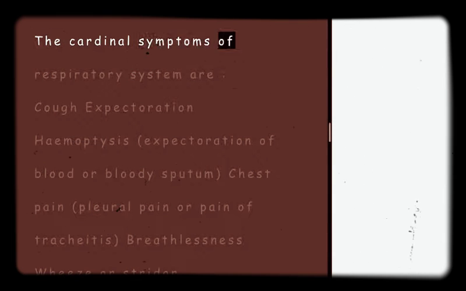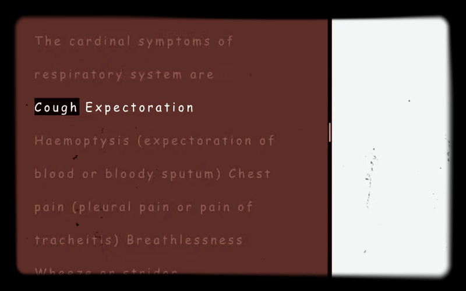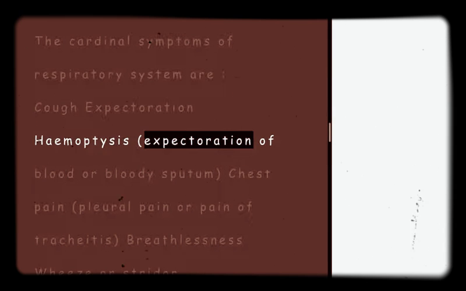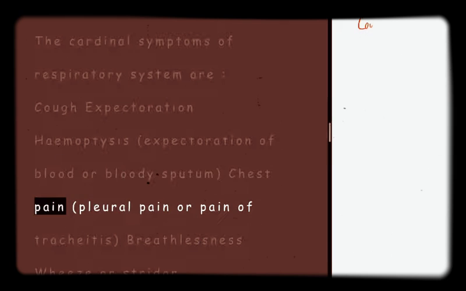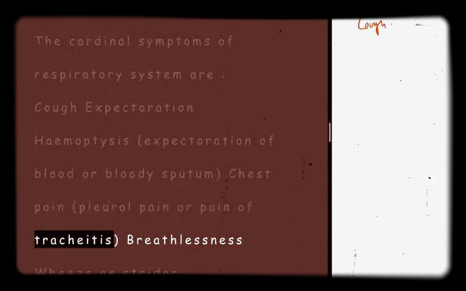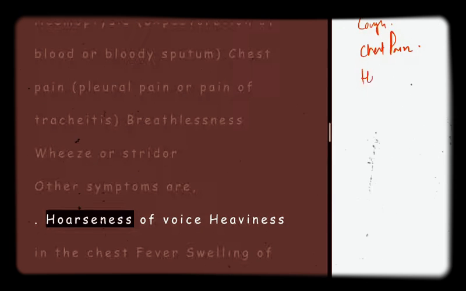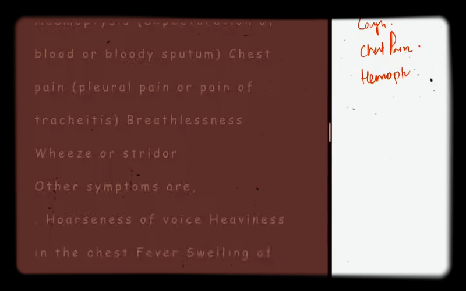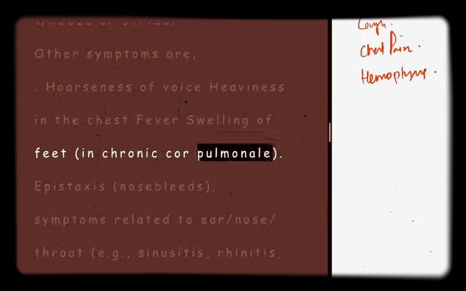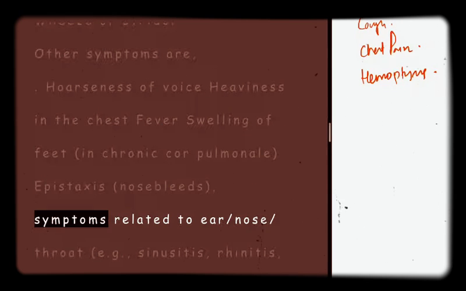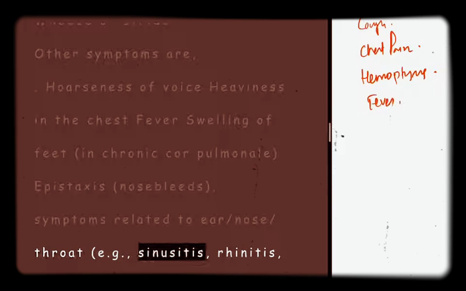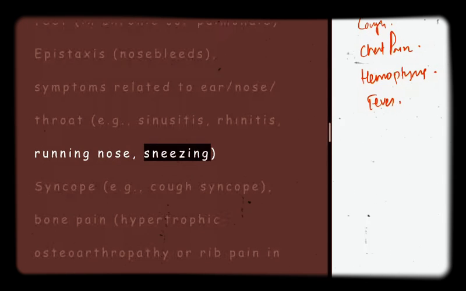The cardinal symptoms of the respiratory system are cough, expectoration, hemoptysis (expectoration of blood or bloody sputum), chest pain, pleural pain or pain of tracheitis, breathlessness, wheeze or stridor. Other symptoms are hoarseness of voice, heaviness in the chest, fever, swelling of feet in chronic cor pulmonale, epistaxis (nosebleeds), and symptoms related to ear/nose/throat, for example sinusitis, rhinitis, running nose, sneezing.